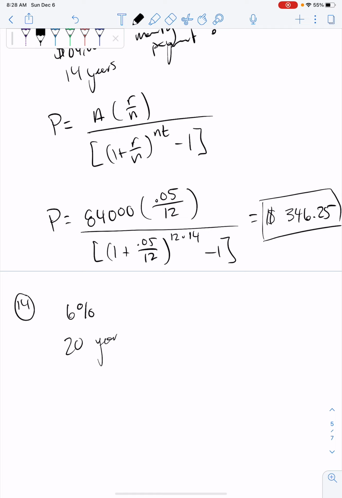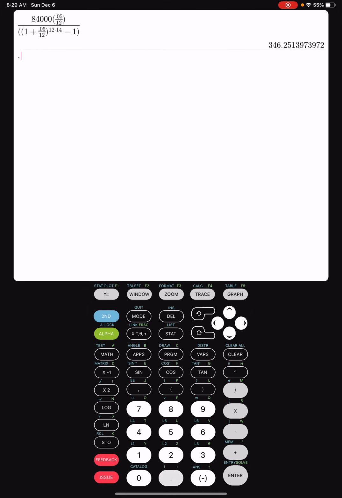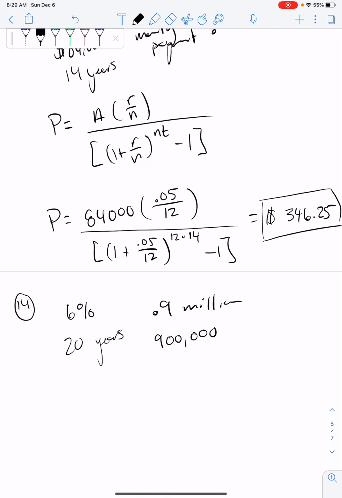So I've got 20 years and I want to save up 0.9 million. I don't like that number, 0.9 million. If I put 0.9 million in my calculator, it's not going to work. So I'm going to put 900,000. If you don't know how to do that, you do 0.9 multiplied by a million, and you get 900,000.